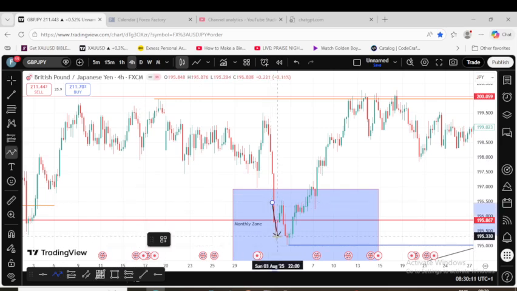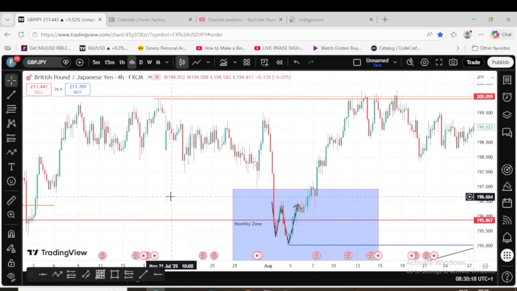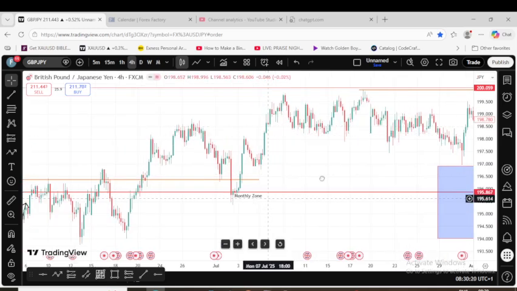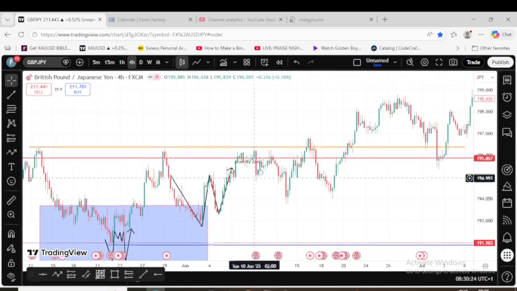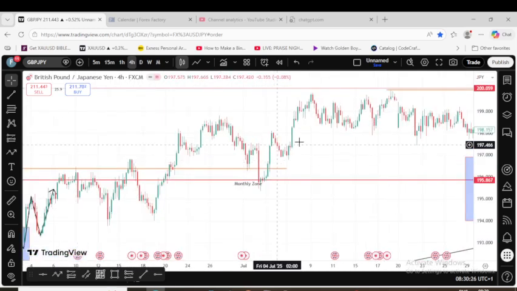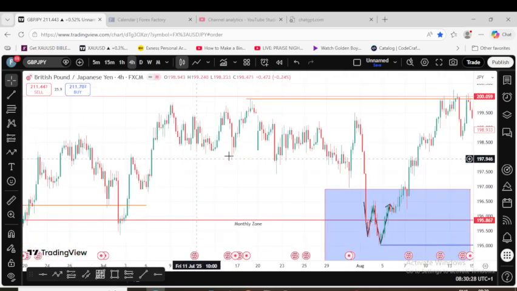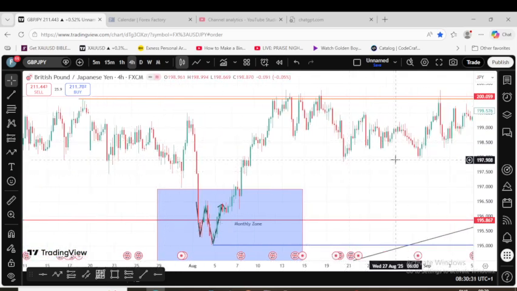It's just that this W pattern looks a little bit different from the other one. The first W pattern here had the first leg lower than the second leg. The second W pattern has the second leg lower than the first leg, but we still have a W pattern.